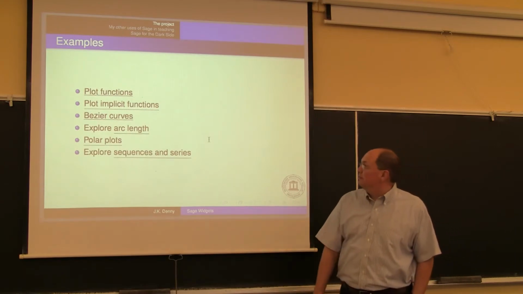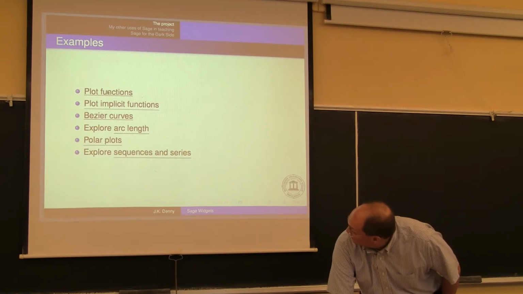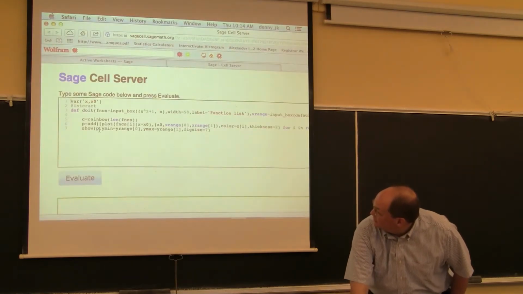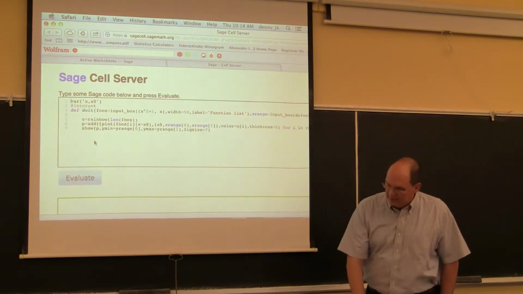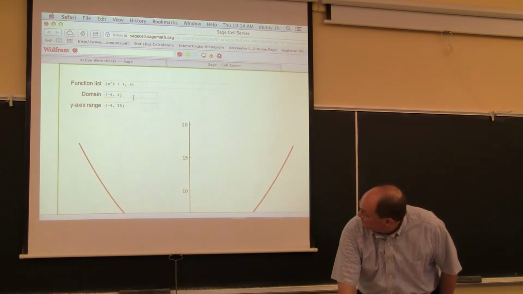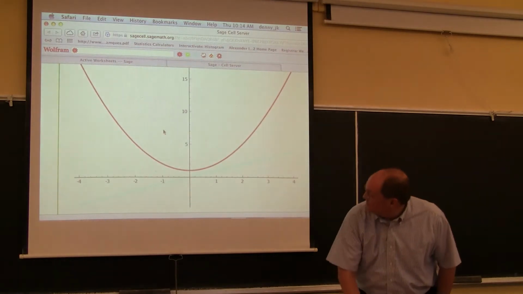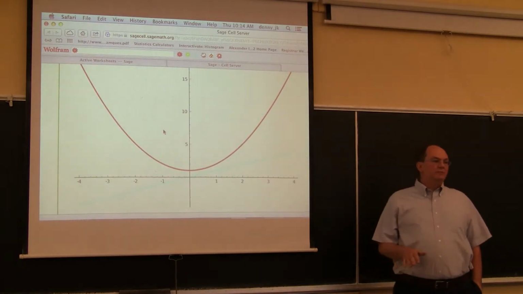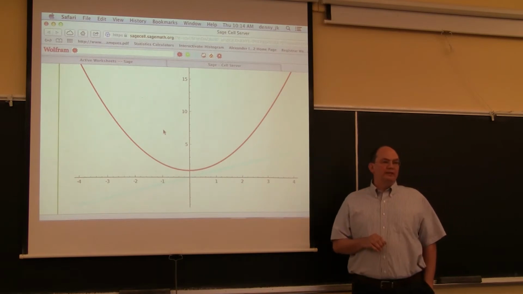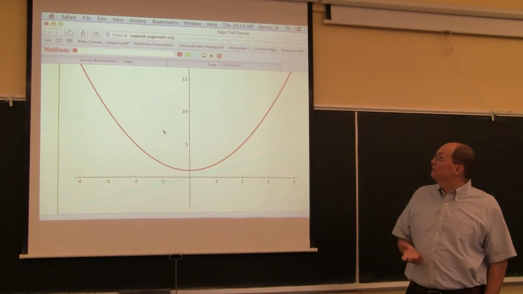And so here are some examples of things I've cooked up. Some of them are pretty straightforward. Just a simple interact that's going to let you put in a list of functions, put in a domain, y-axis range, and there you go. So you need something quick and dirty, you can just plot it right there. So not complicated, but hopefully useful.